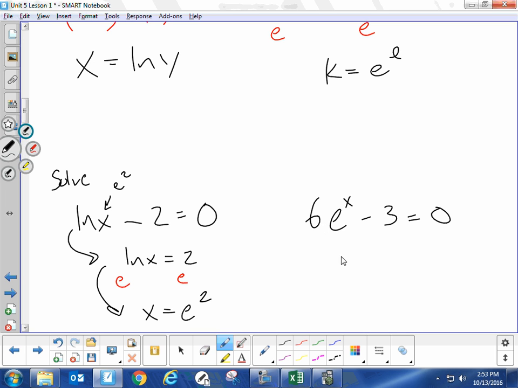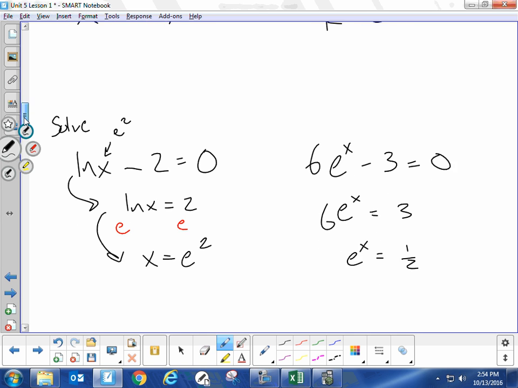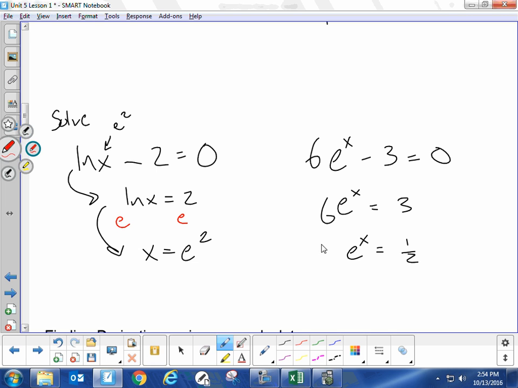For the next one, I'd add 3, and I would have to divide by 6 first to isolate the e to the x, and then I would take the natural log of both sides, giving me x is equal to the natural log of 1/2.